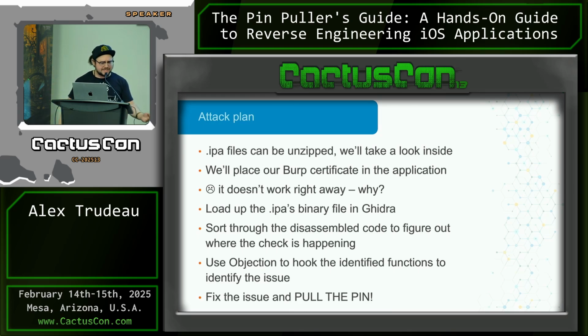But why is that? We're going to load up the .ipa's binary file in Ghidra, which is the file that contains all the logic. We're going to sort through the disassembled code to figure out where the check is actually happening. And we're going to make a little bit of use of Objection, which is a wrapper for Frida, to hook the identified functions to figure out where the issue is. And then we're going to fix the issue. We're going to pull the pin.